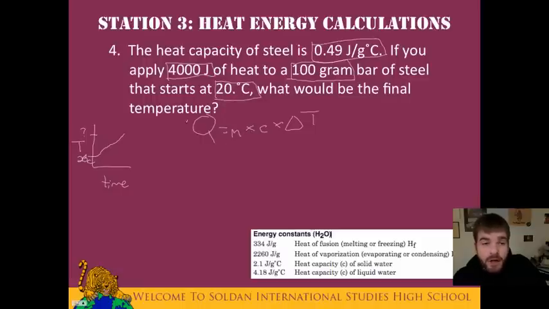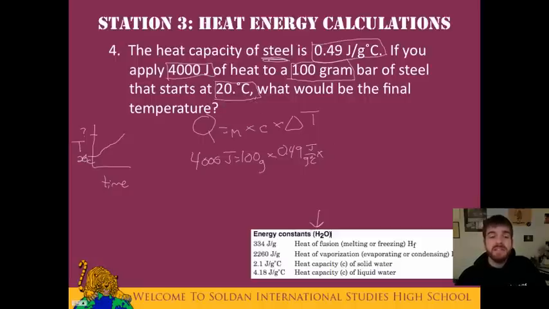So let's find out. Our Q is 4,000 joules equals, our mass is 100 grams. Our energy constant is 0.49 joules per gram degrees Celsius. Okay, check it out, this is steel. That's why we can't use any of these. This is for water. All of these are for water, H2O, that's what that H2O means here. So we've got to use the energy constant they give us. Times delta T, we don't know what our change of temperature was. We're not going to plug in the number 20 here because that wasn't our change of temperature, that's just the temperature it started at. So we're going to leave delta T here as a variable.